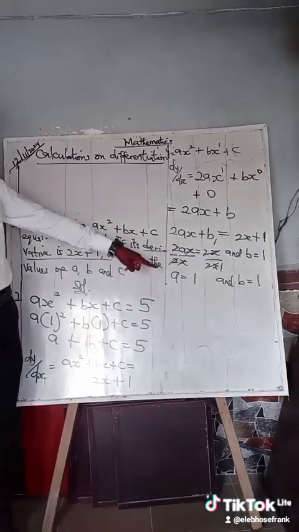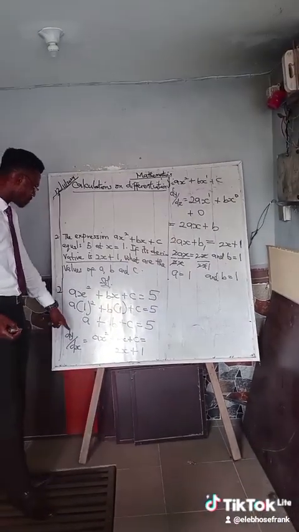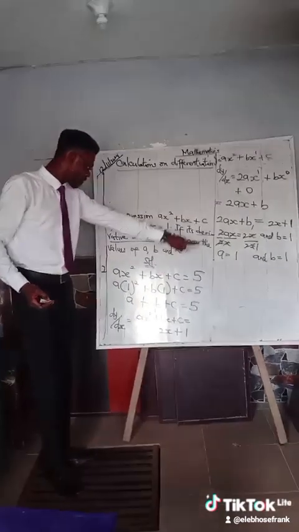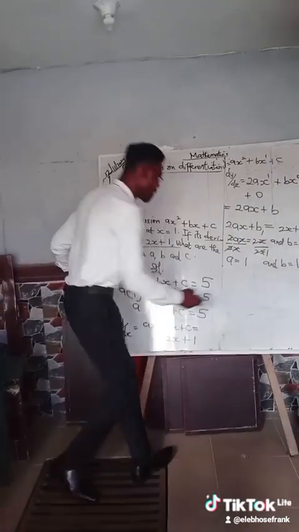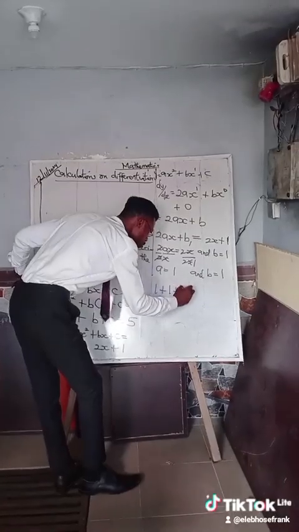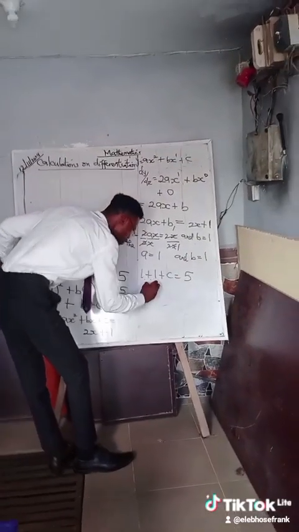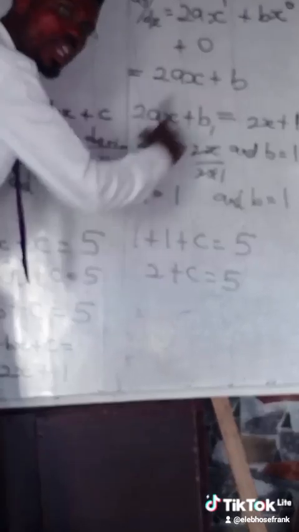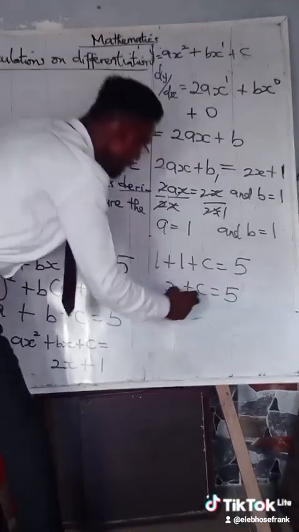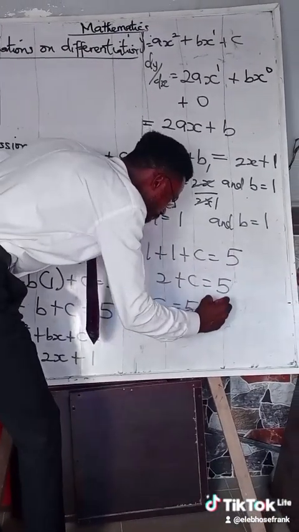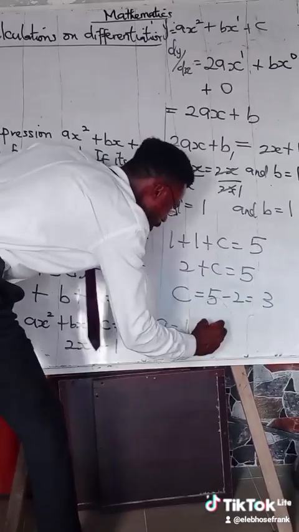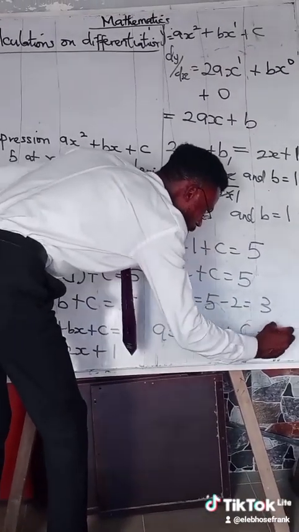Now remember, we have already gotten this, that a plus b plus c equals 5. Now if a is 1 and b is 1, that will mean 1 plus 1 plus c equals 5. That will mean 2 plus c equals 5. Now if I collect like terms, plus 2 will cross over, plus tends to minus. That means c equals 5 minus 2, which gives me 3. So my a equals 1, b equals 1, and c equals 3. So that's the answer to this problem.